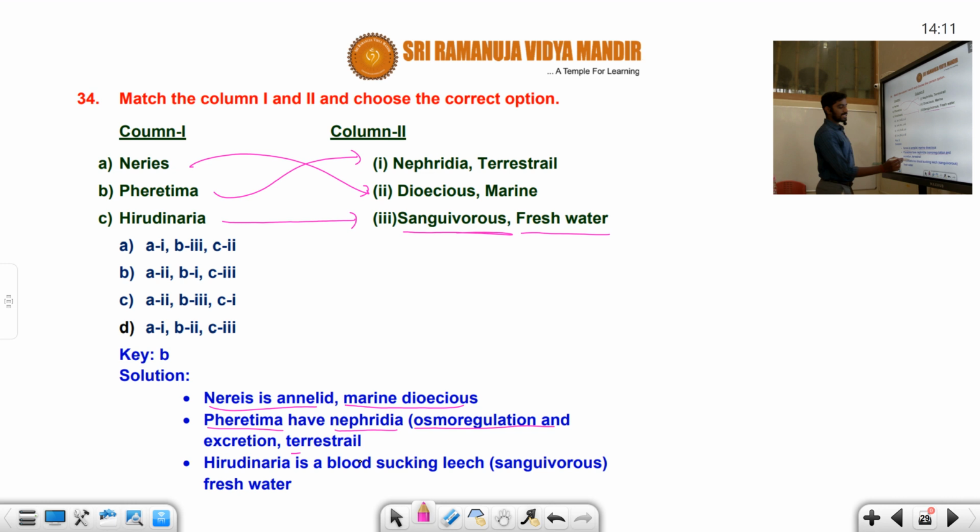Hirudinaria is a blood sucking leech. That's why we call this sanguivorous. It has a freshwater habitat. So, our correct option for this is B. So, 34 is B, the correct option.